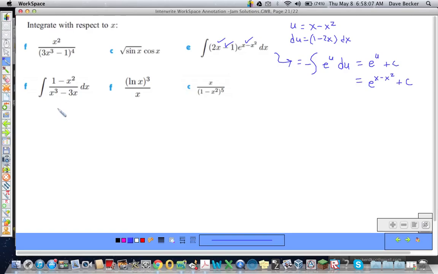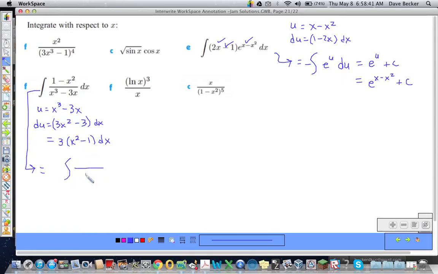So I'm going to let u equal x cubed minus 3x. du equals (3x squared minus 3) dx, which equals 3 times (x squared minus 1) dx. Okay, so we got a lot of compensating to do here. So I'm going to say equals the integral, do my u substitution first, so that's going to be down low, 1 over u du. They are not equal yet. I haven't taken care of anything.